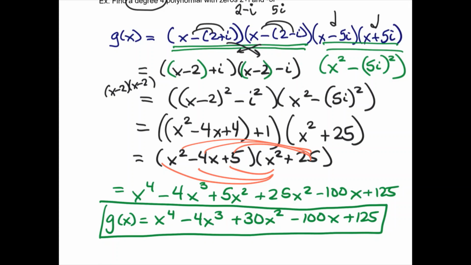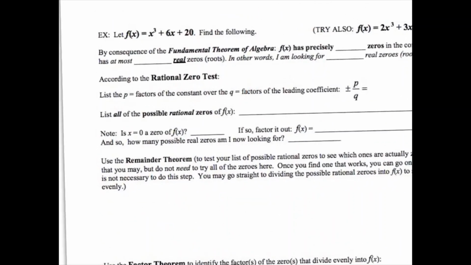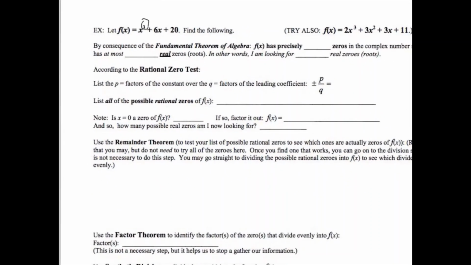So the more fundamental problem we'll see is when we actually are trying to find the zeros. Okay, let's look at an example of one. We have the function x cubed plus 6x plus 20. If you look at this, the degree of this function is obviously 3. It's the highest power in the polynomial. By a consequence of the fundamental theorem of algebra, like we talked about earlier, this f of x has precisely 3 zeros in the complex number set, because the degree is 3. So our goal is to find 3 zeros.